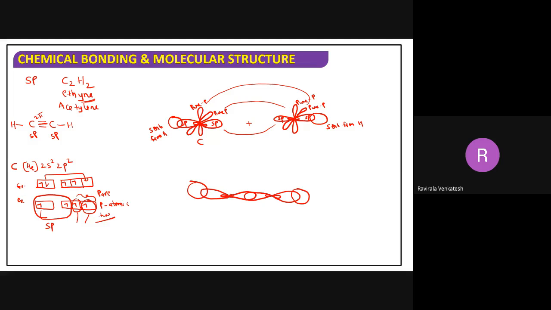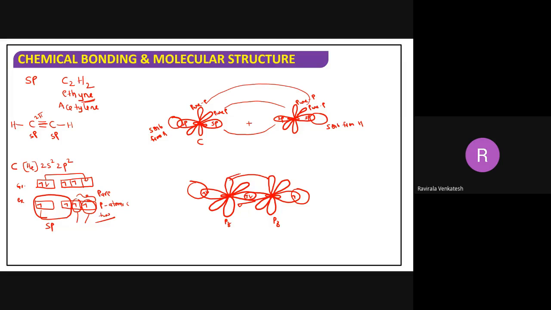Now I'm drawing the pure atomic orbitals. Here a sigma bond is formed. We get a sigma bond here, isn't it? Now these two overlap here, these two will overlap here. For example, just imagine it is a pz orbital. This is the pz orbital.